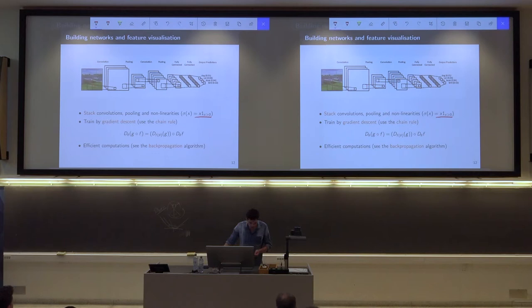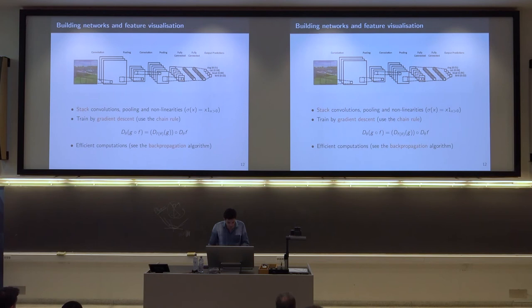So this whole stack of layers you can train end-to-end by gradient descent. It's a composition of simple functions, so you can compute derivatives by applying the chain rule. So that's here. Pretty simple. There is an efficient way of computing this chain rule, which is called the backpropagation algorithm. I'm not going to detail it. But let's assume we can efficiently compute gradients with respect to any weights in this big network. Okay.